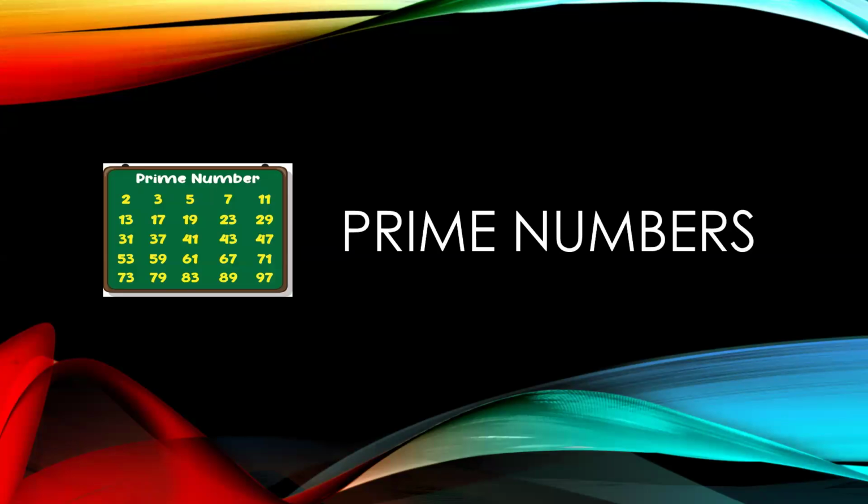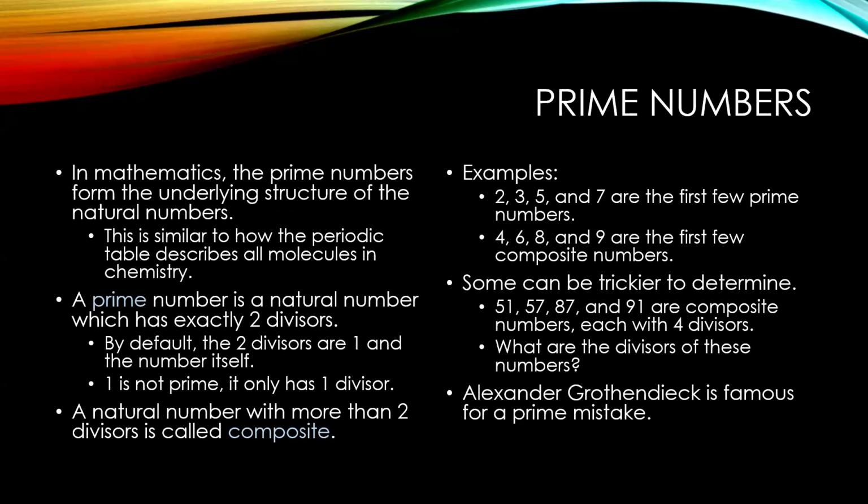Prime numbers. This is the main topic when you're talking about number theory. Everything boils down to prime numbers. In mathematics, the prime numbers form the underlying structure of the natural numbers. We often think of it as being similar to the periodic table and how the periodic table describes all molecules in chemistry. A prime number is a natural number which has exactly two divisors. That's how it's defined. It has two divisors, 1 and whatever the original number is. But of note, 1 is not prime because it only has one divisor. A natural number with more than two divisors is called composite.